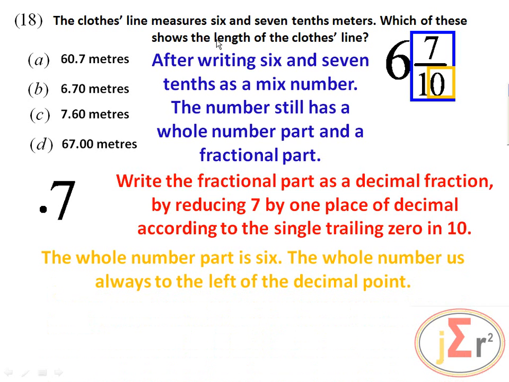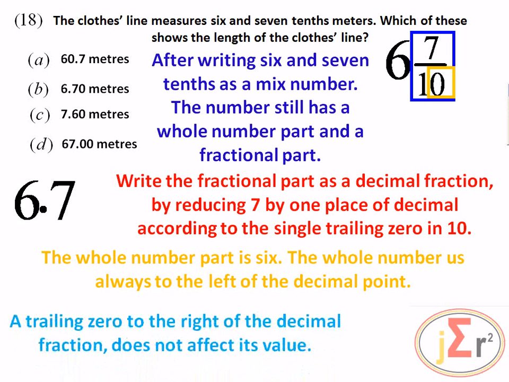The 6 that we have here represents 6 wholes. And the whole number is always to the left of the decimal point. A trailing 0 to the right of the decimal fraction does not affect its value. So we place that trailing 0 right there because it does not affect the value of the decimal fraction. Option B is therefore correct.